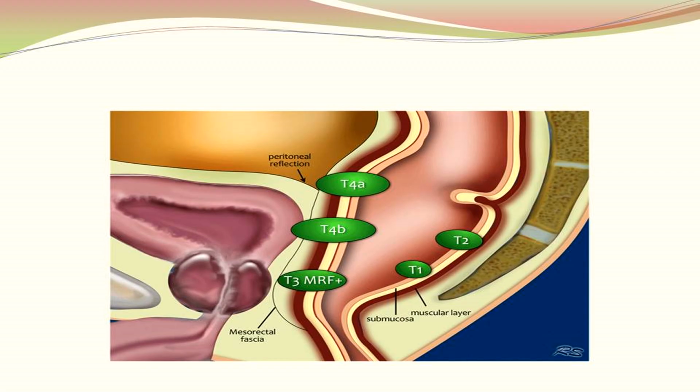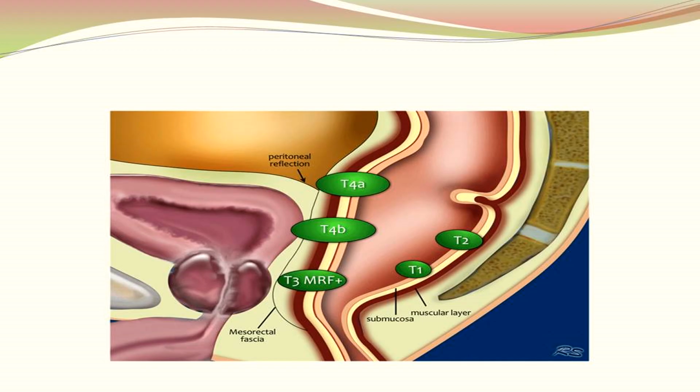Okay, so this is T1, that means involvement of submucosa. T2 is involvement of muscle layer. T3 is basically nothing but the involvement of mesorectal fascia. Okay, T4 here differs. There are two parts, T4A and T4B. T4A is nothing but involvement of peritoneum or perforation of the peritoneum, and T4B is involvement of surrounding organs.